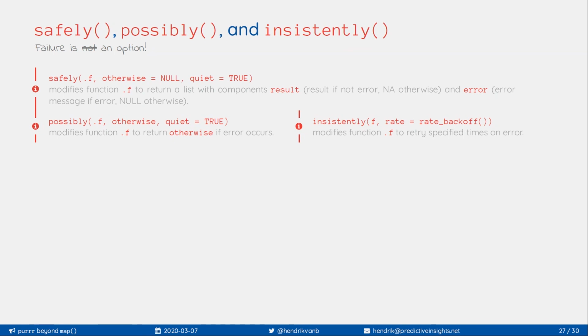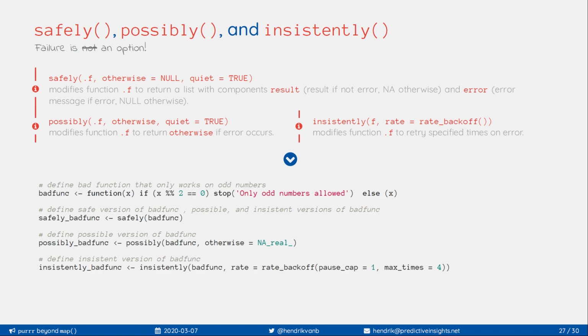Safely passes back a list of two values, result and error. Result will have something in it if there was no error, and a null for the error, or the other way around. Possibly says, if there is an error, continue onwards, but give me a default value rather than just the error. And then insistently says, try and try again for however many times I tell you to.